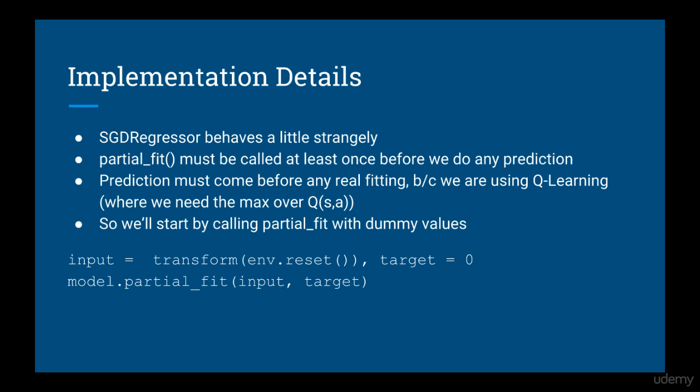At the same time, SGDRegressor behaves a little strangely compared to what you would expect from a linear model. First, if we don't call the partial fit function at least once, then it won't work because it hasn't initialized any parameters. But at the same time, the first thing we need to do is make a prediction from it, because to do Q-learning we need to take the max over all actions. In order to get around this problem, we'll call partial fit with some dummy values, specifically with the start state as input and 0 as the target.